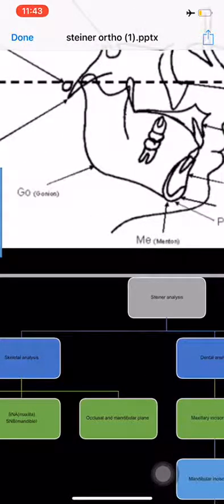Gonial angle, which is formed between the mandibular plane and the tangent, which runs across the mandibular plane and touches the posterior surface of the ramus of the mandible.